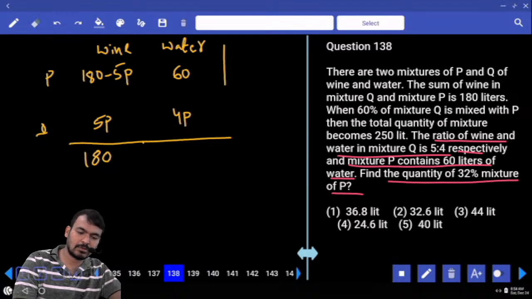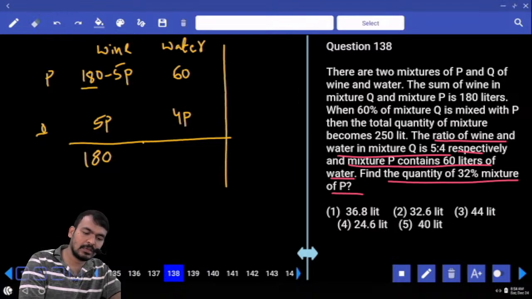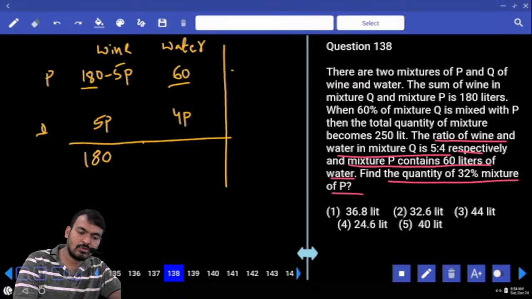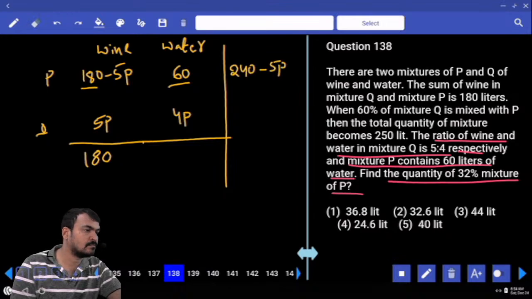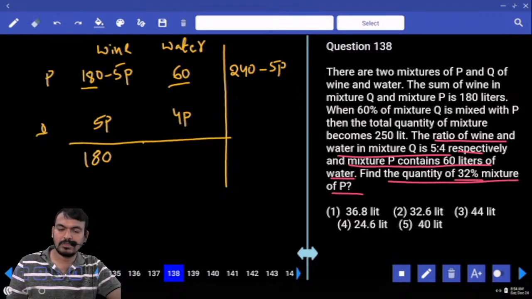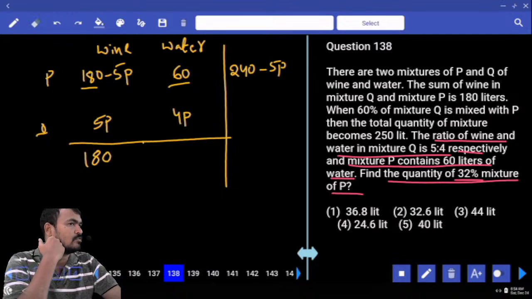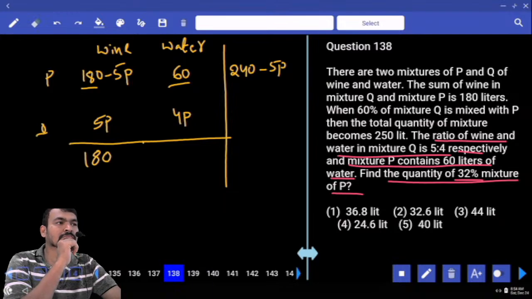But mixture P total content is 180 plus 60, how much? 240 minus 5 parts. That is mixture P. In this one we require how much percent? 32%. Okay. First, 32 is which multiple? 8 multiple. Yes or no? First option is 8 multiple.